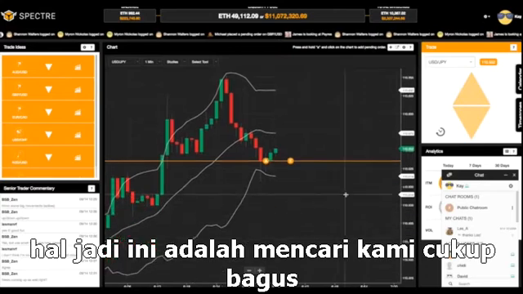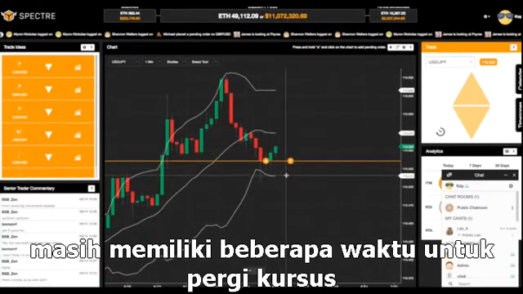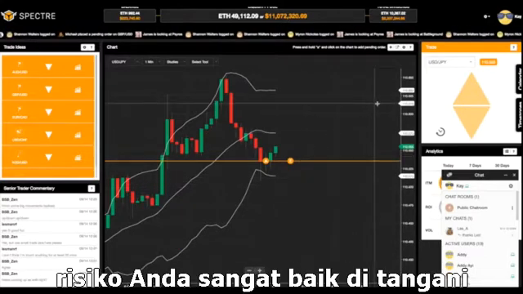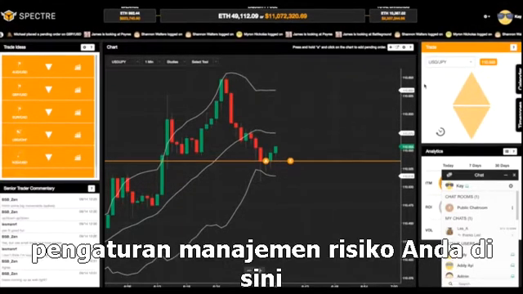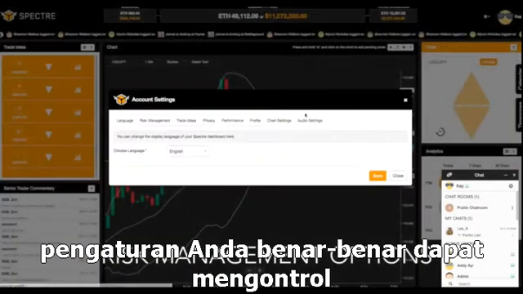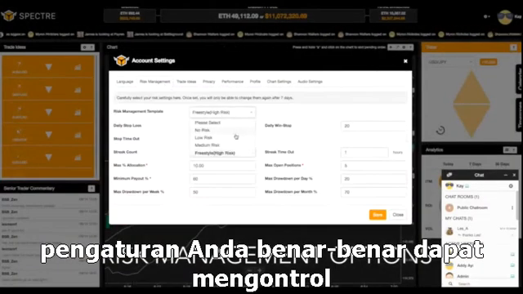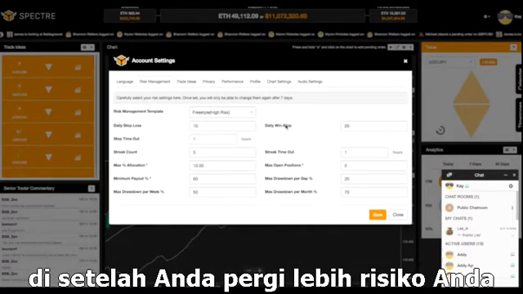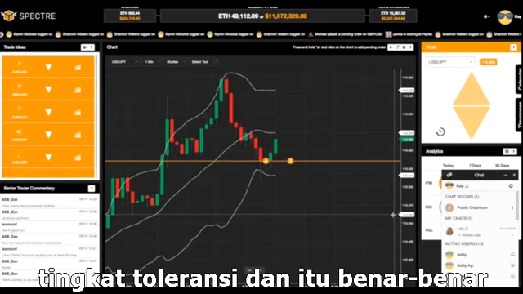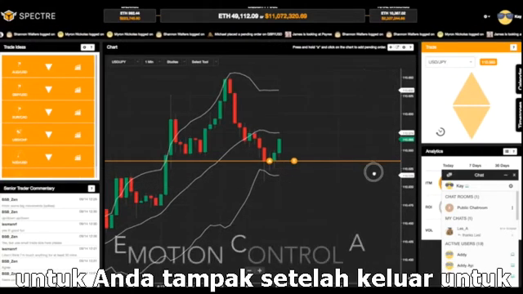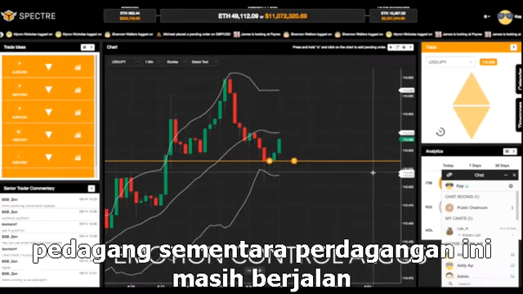So this is looking pretty good. We still have some time to go. Of course, the price could tank. The key thing is that your risk is very well taken care of. Your risk management settings in here are very powerful. If you go into account settings, you can actually control the amount of risk, and then the system's blocks and checks and balances kick in once you've gone over your risk tolerance levels. And that's really important as well. So this system looks out for you. It looks out for the trader.